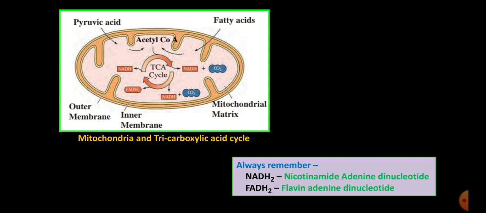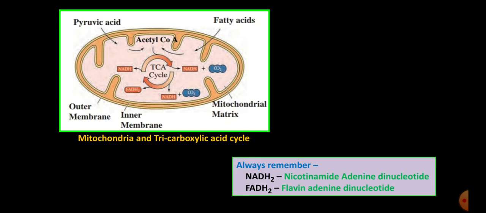Students, 1 mark questions can be asked in the form of, write the full form of NADH2 and FADH2. These are the enzymes, and you have to remember the full form of both. NADH2 is nicotinamide adenine dinucleotide, and FADH2 is flavin adenine dinucleotide. Okay, NADH2 nicotinamide adenine dinucleotide, flavin adenine dinucleotide is FADH2.